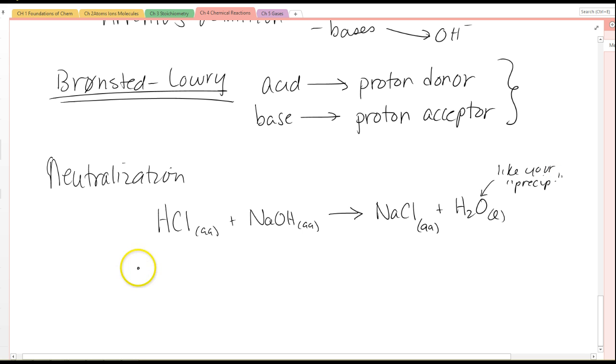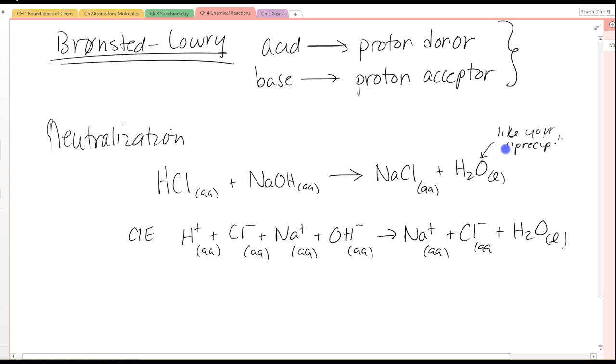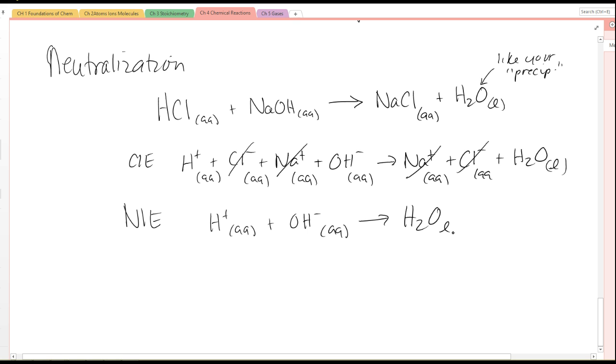So when we look at the complete ionic equation of this, we have H plus Cl minus plus Na plus OH minus yields Na plus Cl minus plus H2O. Liquid, aqueous, and all the rest of these are aqueous. So then the net ionic equation becomes, we look at the Na is gone there, Cl is gone, so we end up with a net ionic equation of H plus aqueous plus OH minus aqueous yields H2O liquid. Okay, that is it, a salt and a water.